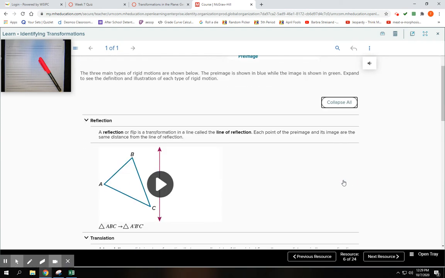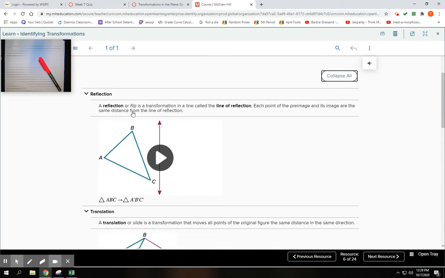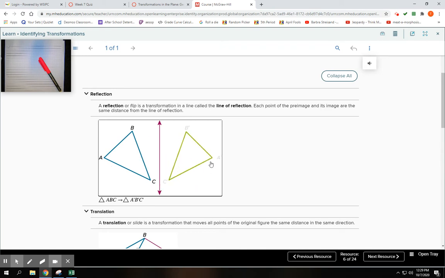So a reflection is a flip. It's a transformation in a line called the line of reflection. That's this kind of pinky purple line. Each point of the pre-image and its image are the same distance from the line of reflection. So ABC flips over this line, and the distance from B to the line of reflection and from the line of reflection to B prime is the same distance, right?